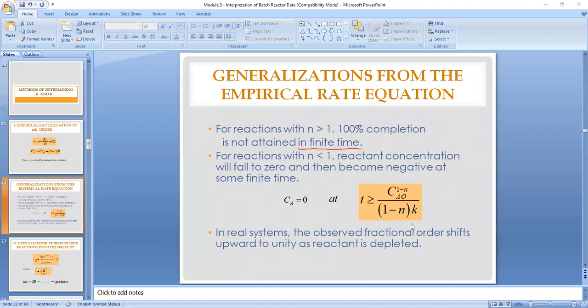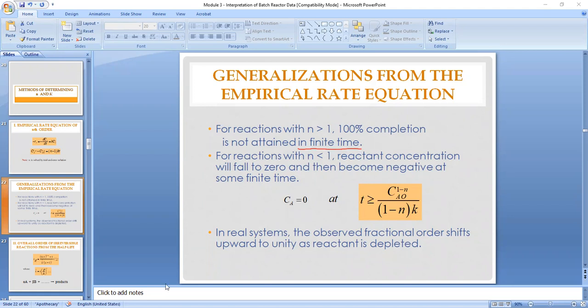What is this time? Again, compare it with the time which the problem is asking you to solve for the concentration of A. If the time that is specified is greater than this, automatically you answer Ca equal to 0. If you don't and you use the original empirical rate equation, you will get a negative concentration. So, hindi man na siya acceptable kung negative ang concentration.